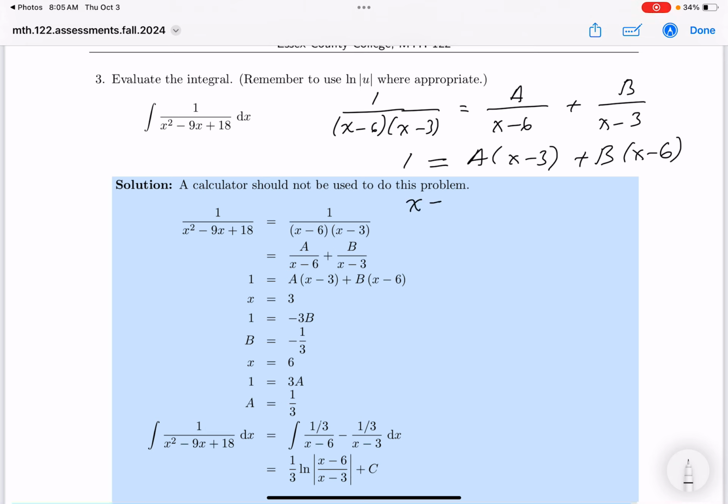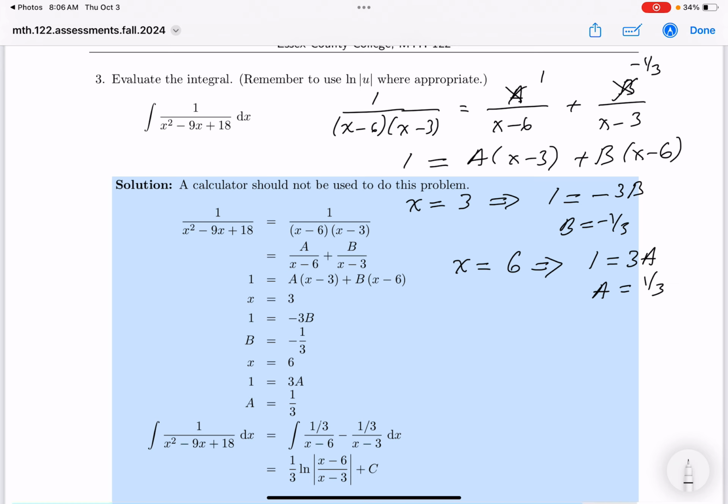I would probably choose x to be 3 first, and what would you get over there? You would get 1 equals minus 3B. So I know the B now is minus 1/3. I probably would cross this out and put down minus 1/3 now, all right? I would also probably set x to be 6, because I think it's easy to do. You're going to get 1 equals 3A, and again, the B term would disappear, so A is just 1/3. So I'm going to cross this out, put 1/3 down.